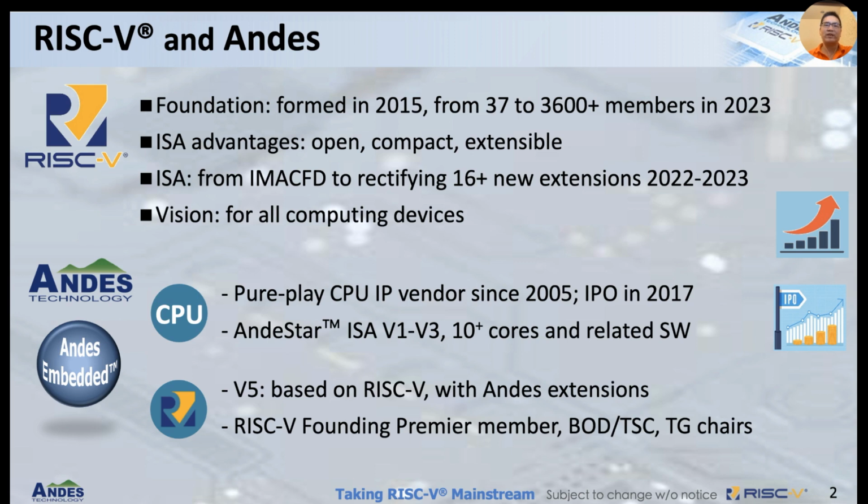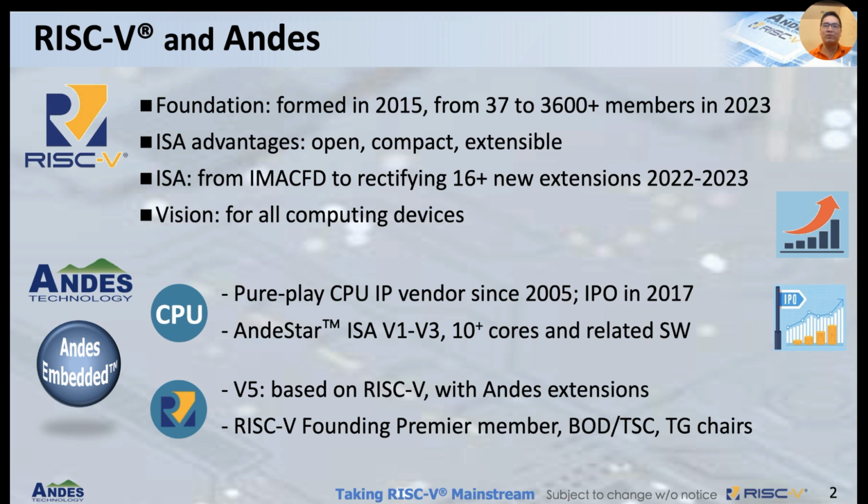RISC-V International is a foundation formed in 2015 with the goal of promoting the RISC-V ISA worldwide, which is based on the principle of open, compact, and extensible standard. Through its efforts, it has accumulated over 3,600 members in the year of 2023, and the extensible instructions have grown from the IMAC-FD extension to the newly ratified 16 plus new extensions in 2023. Its vision is to enable all computing devices to run on the RISC-V ISA.